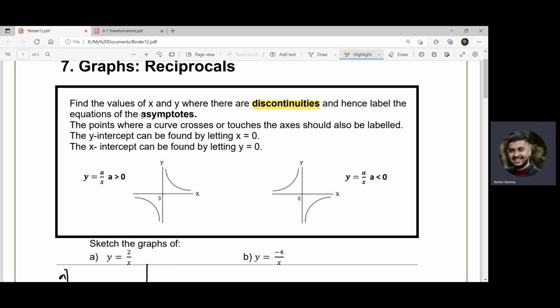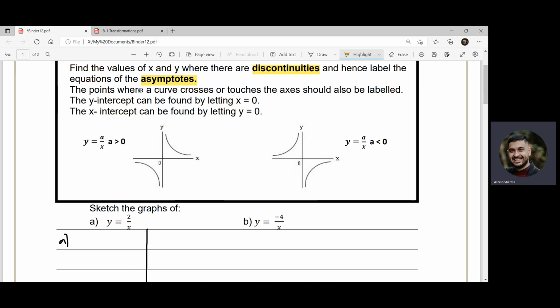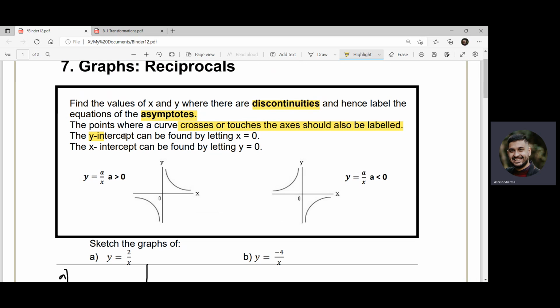And once we've found out those regions, we can then write the equations of the asymptotes. Okay, asymptotes are obviously lines which represent x and y regions which the curve does not sort of exist in. We should also try and ensure that if the curve crosses or touches the x-axis, that should be labeled. And as you should remember from previous lessons, finding x and y intercepts is quite straightforward as long as you can set x equals 0 to get your y-intercept and y equals 0 to get your x-intercept.